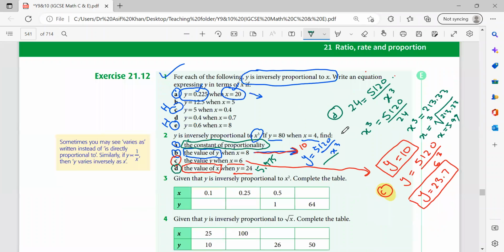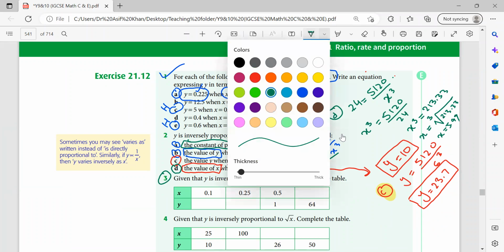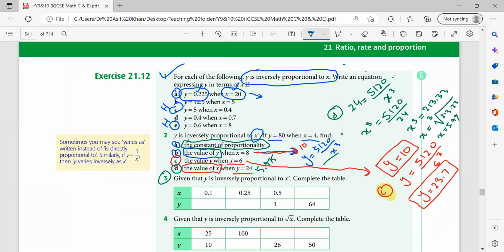Okay, sir. Now, sometimes such table type of question can also be given. But in this table, always one pair of set will be given. You can see here, this pair of set is given. And what is it saying? y is inversely proportional to x square.